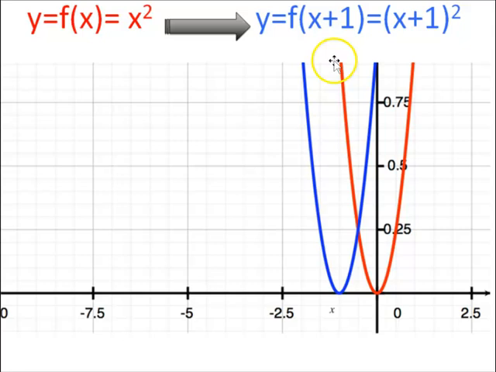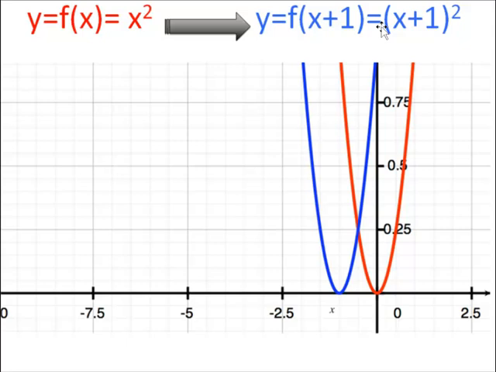So the red function is y is equal to f of x, which is equal to x squared. Although it looks different to the previous function, it's the exact same, it's just the axes have changed. So this red curve is still the graph of y is equal to x squared. So the blue function is f of x plus 1, which is equal to x plus 1 all squared. So notice now that the plus 1 is inside the brackets.